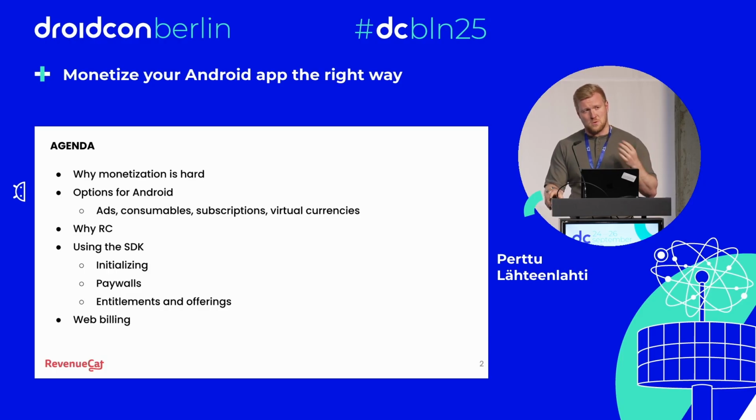Then I'm going to tell you why you should probably use RevenueCat instead of building this yourself. I'm going to show you how to use the SDK, how that works, and we're going to go through the whole in-app purchase process by doing this. Lastly, briefly going to mention web billing, so how you can circumvent the 15 to 30% commission that Google and Apple like to take by doing it somewhere else other than the mobile app.